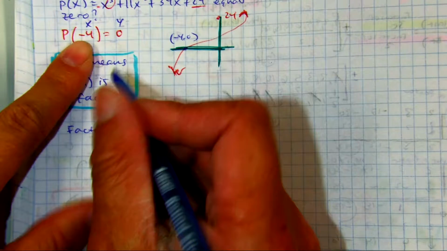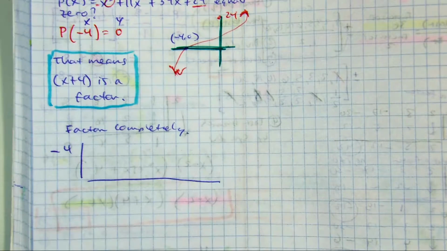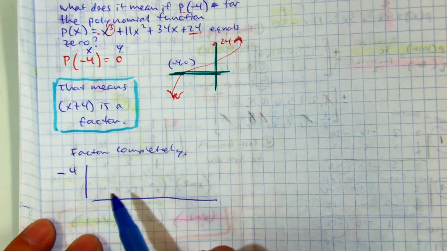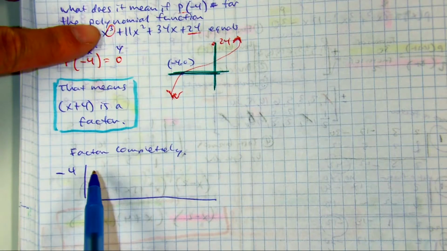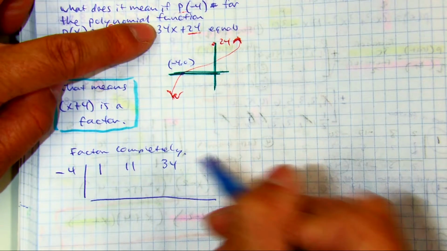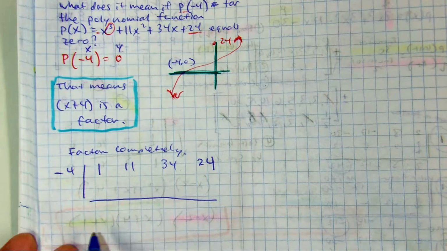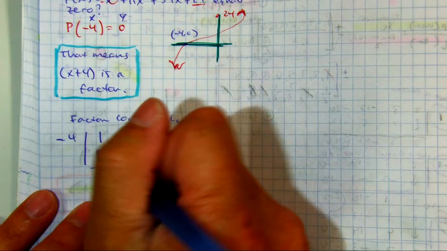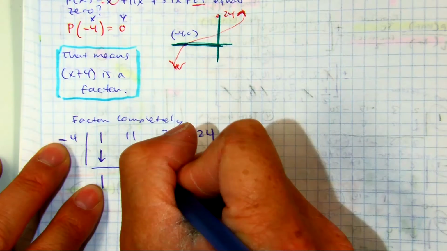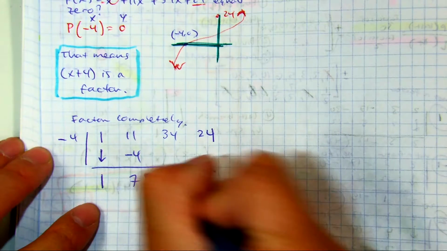My x value is -4. I can just use my coefficients. Sarah R., what are my coefficients that will go here? 1, 11, 34, 24. Anthony, what happens over here? You bring it down. Now what? You multiply it. -4 times 1 is -4. What do you do here? You add it. Brian, continue.